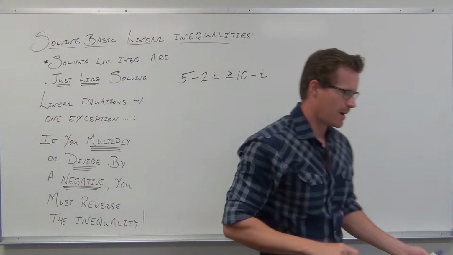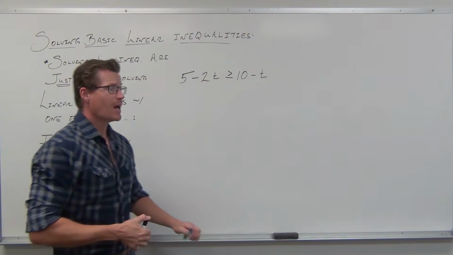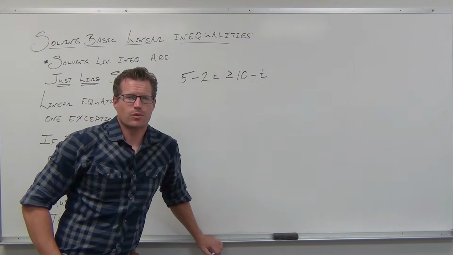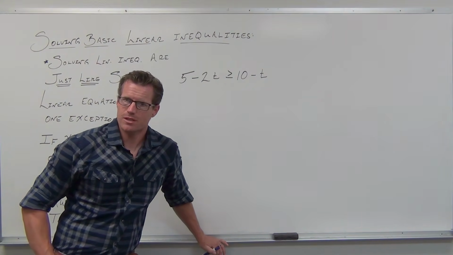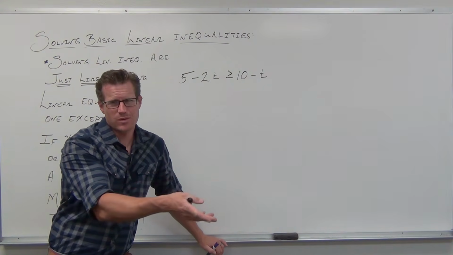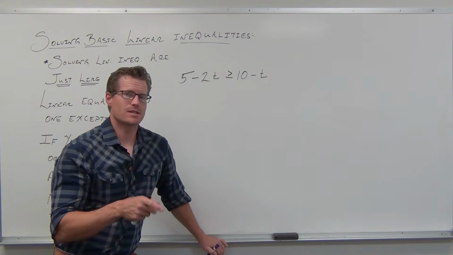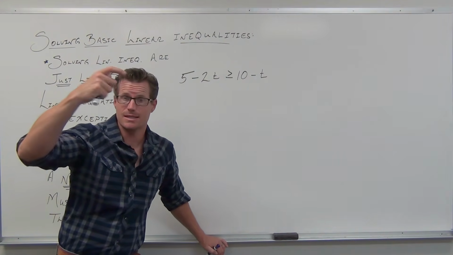Let's take a look at 5 minus 2t is greater than or equal to 10 minus t. That looks a whole lot like some of the linear equations we've been dealing with. It's exactly the same. It just allows more solutions, and there are some caveats to how we treat this. So some special things we have to do. Now, if we were to look at this like a linear equation, that's where I want your mind. That's where I want you to really see the technique from.